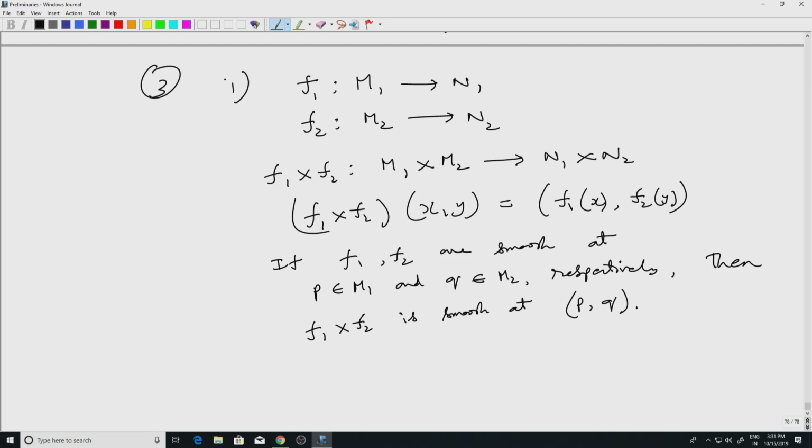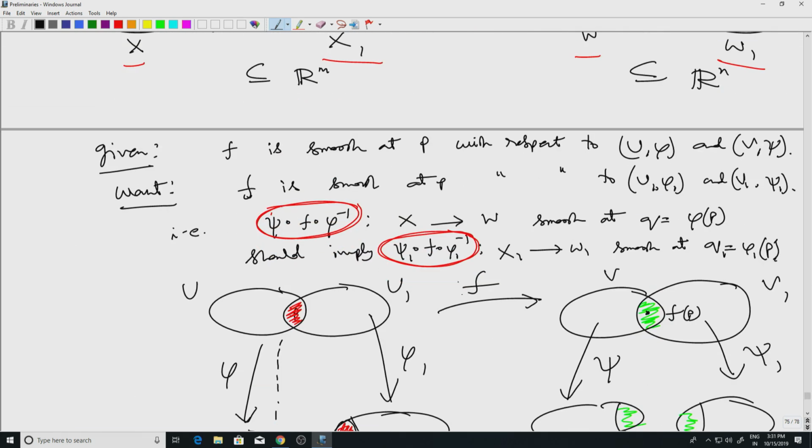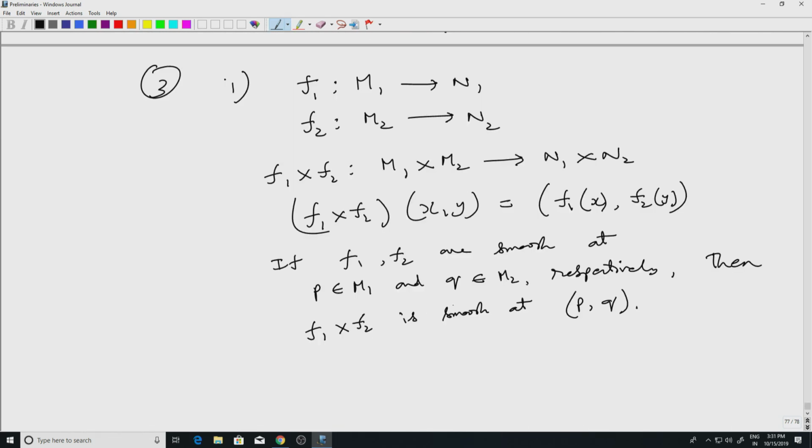And to prove this, one just works with a product chart here, and then it turns out that if you express the map in local coordinates as we have been doing, by which I just mean considering psi composed with F composed with phi inverse, and you use product coordinates for that, then one will just get a corresponding map in the first coordinate and a corresponding map in the second coordinate, and one can easily check that this product map is smooth as well.